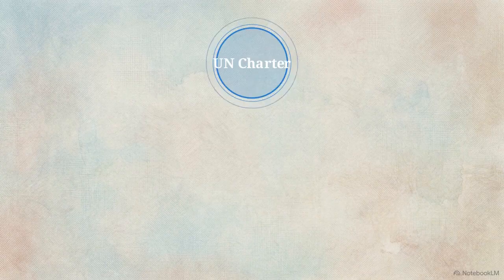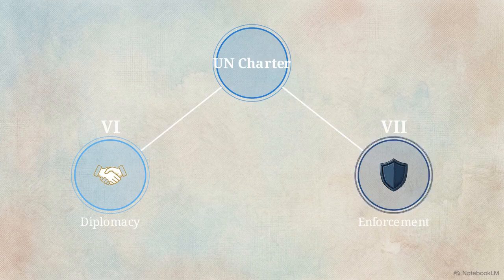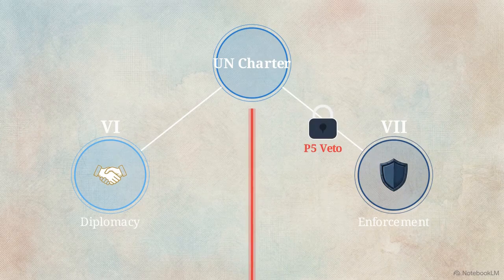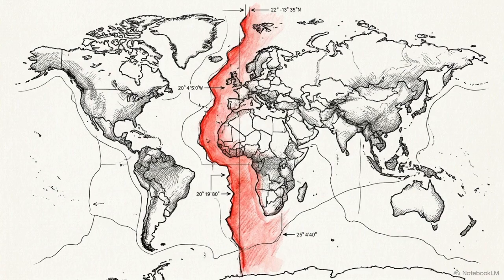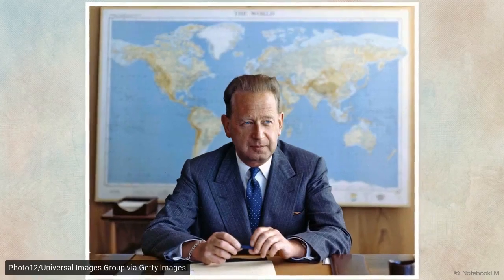All UN authority derives from its charter, divided primarily into Chapters 6 and 7. Chapter 6 mandates the pacific settlement of disputes through negotiation and diplomacy. Chapter 7 allows economic sanctions and military force, but a strict legal firewall prevents action without P5 consent. Because the permanent members used their veto to block almost all Chapter 7 actions during the Cold War, the UN was legally paralyzed and forced to find a workaround.